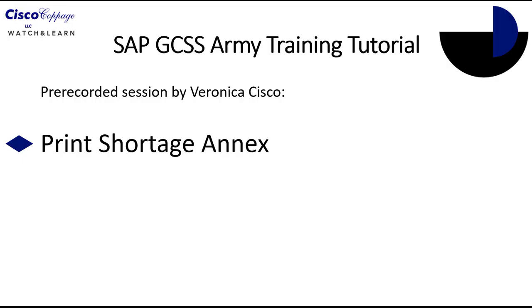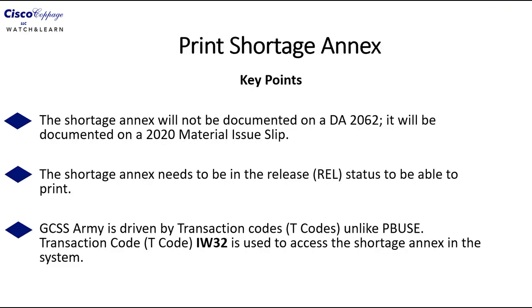This tutorial is designed to teach you how to print a shortage annex inside of GCSS Army. Before we get into the lesson, there are some key points that need to be discussed. The first key point is that the shortage annex will not be documented on a DA 2062 form. It will be documented on a 2020 material issue slip.